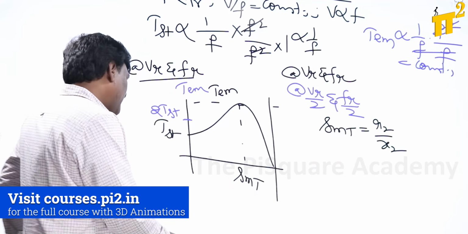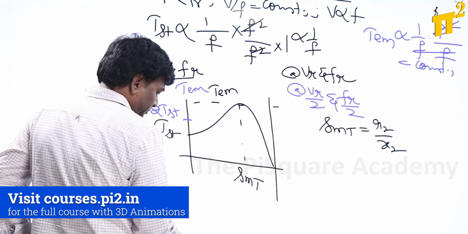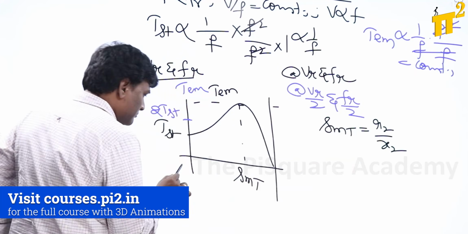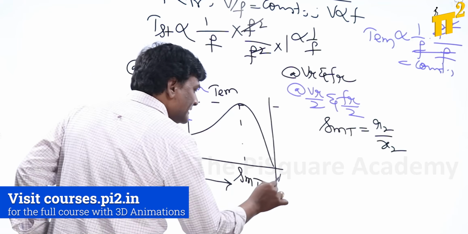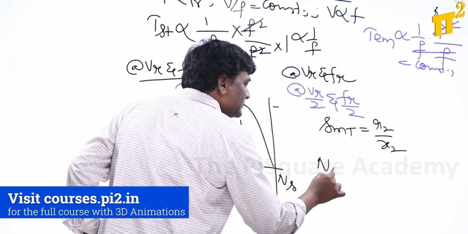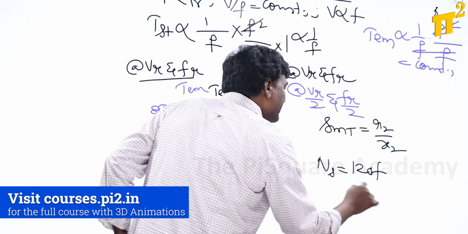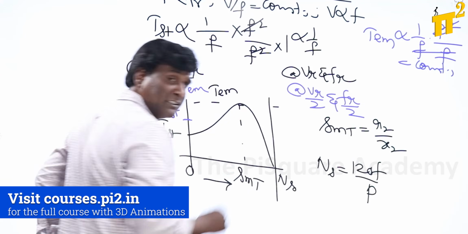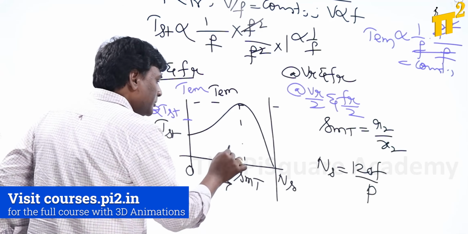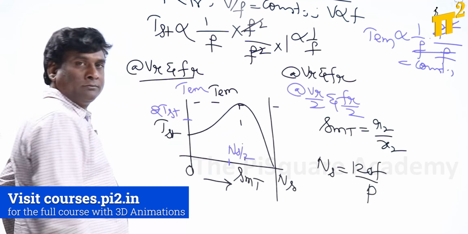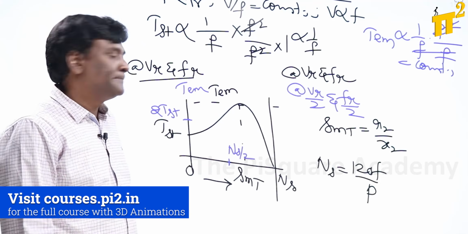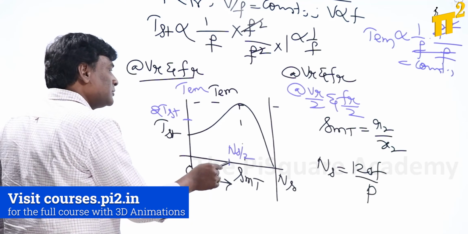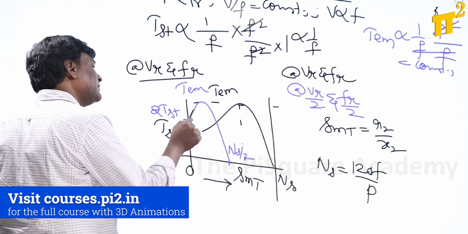Now what's going to happen if you think of the new characteristic? Previously it was 0 speed to NR, now this is going to be NS. Now what is NS? NS is going to be 120 F by P. Now the moment frequency is reduced to half, my synchronous speed NS is going to be reduced to half, NS by 2. Now pull out torque is going to be same, and starting torque is going to be increased.